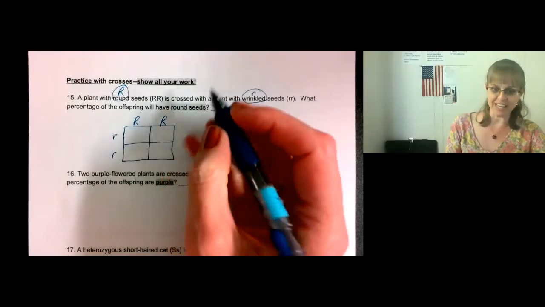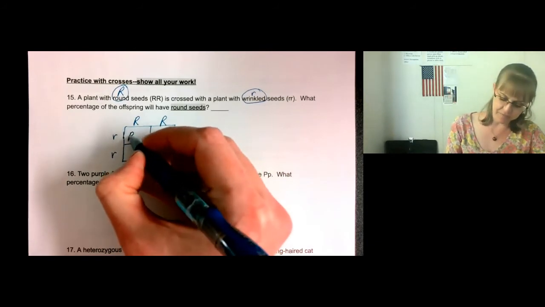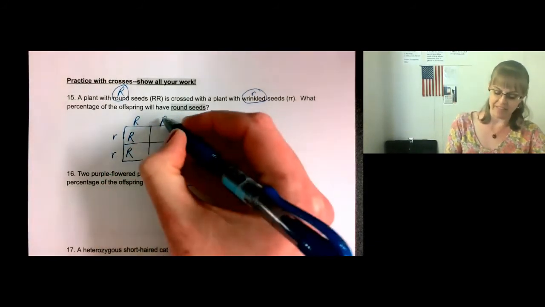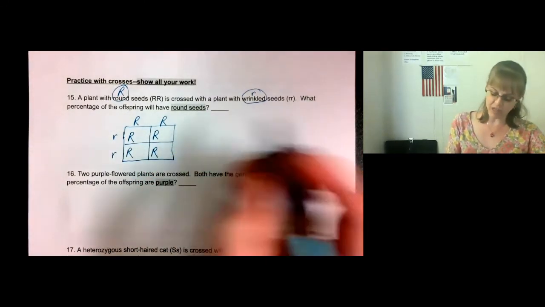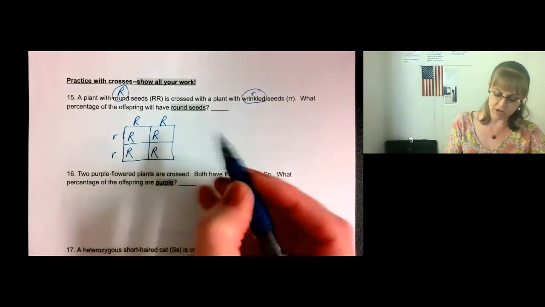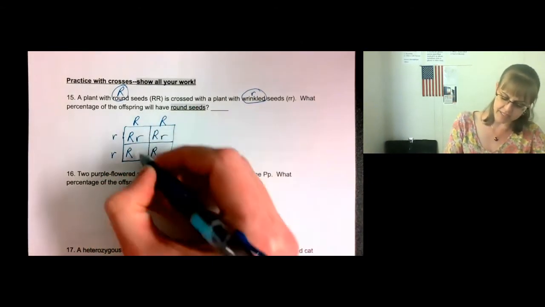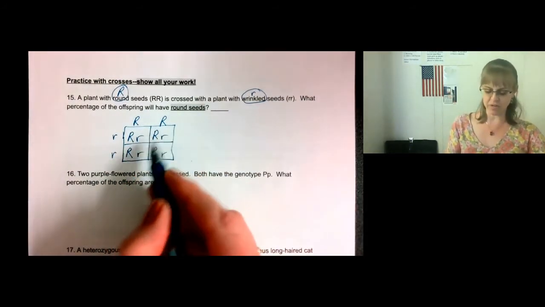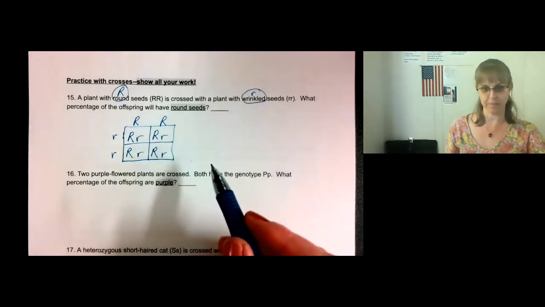Now cross the two plants. So remember, always write capitals first. So this capital will go here and here, and this capital will go here and here. Then write your lowercases. This lowercase will go here, this lowercase will go here. So lowercase and lowercase. Whoa, every one of these turned out the same, and every one is hybrid.